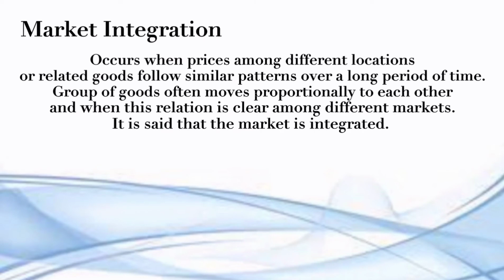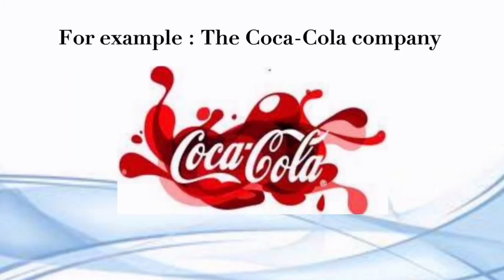Market integration occurs when prices among different locations or related goods follow a similar pattern over a long period of time. Groups of goods often move proportionally to each other, and when this relation is very clear among different markets, it is said that the markets are integrated. It could also be concluded that market integration is an indicator that explains how much different markets are related to each other. So an example of market integration is the Coca-Cola company.